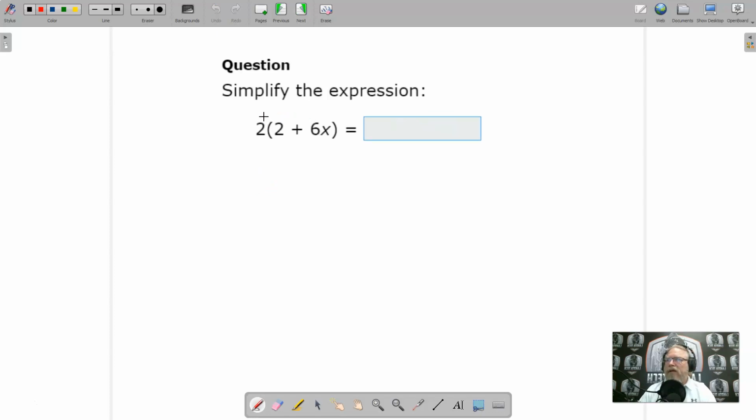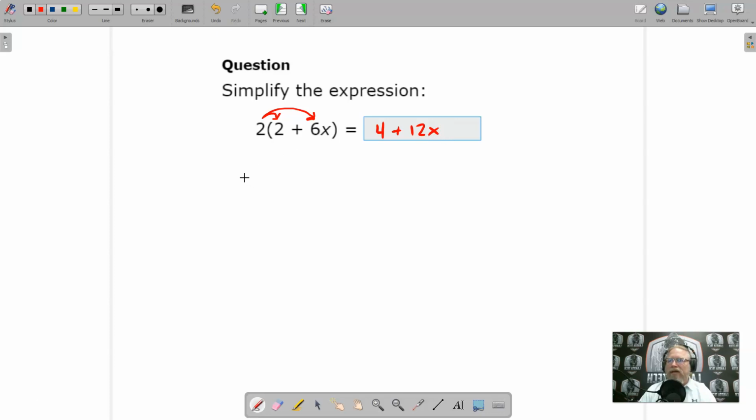The next one, I have 2 times 2 and 2 times 6x. So let's go ahead and try it without actually writing that out. 2 times 2 is 4. And 2 times, and this is a positive 6, that's positive times positive. So 2 times 6 is, no, 12, sorry. I was thinking 4. And the x goes along for the ride.